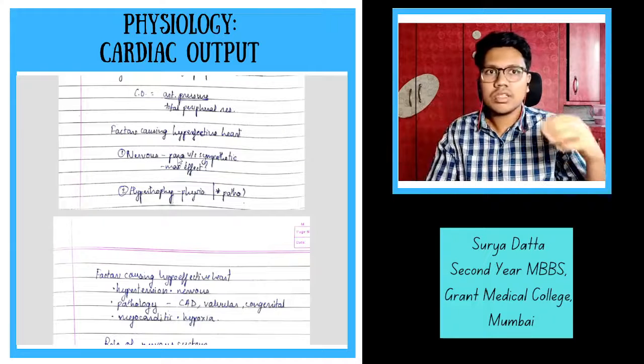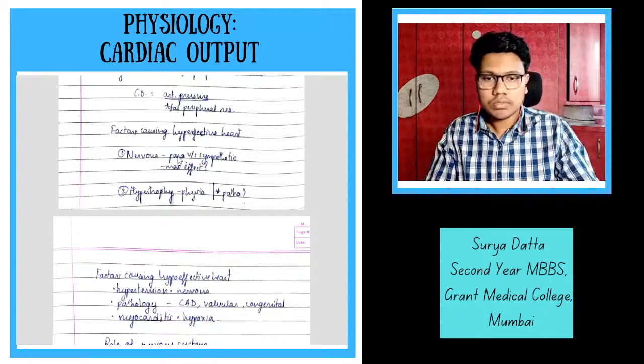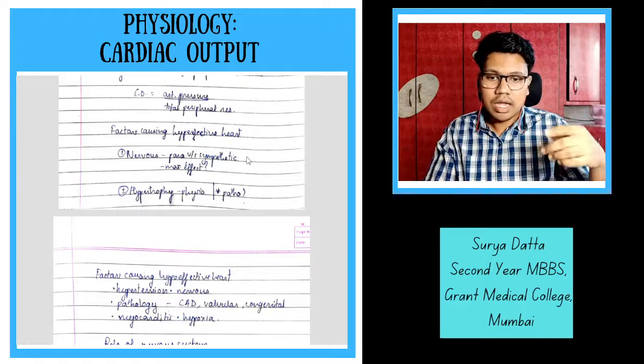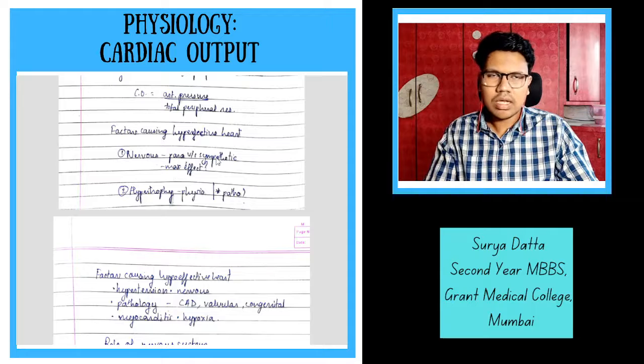Factors causing the hypereffective heart. A hypereffective heart is basically a heart that can pump a lot. Nervous factor, parasympathetic, sympathetic. I think it's very simple. It would be kind of insulting if I asked you what parasympathetic and sympathetic mean, but I will still clear it up. Sympathetic is basically going to increase your heart rate, and parasympathetic will decrease the heart rate. As simple as that. Vagal effect, adrenal effect, well, kind of, but not really.